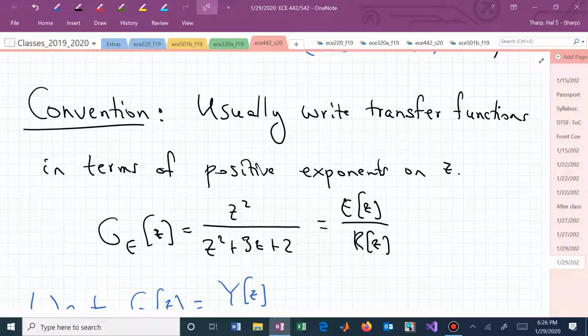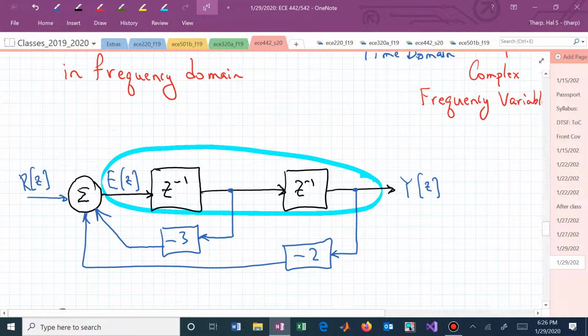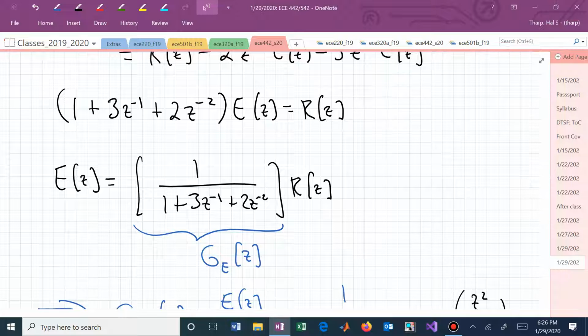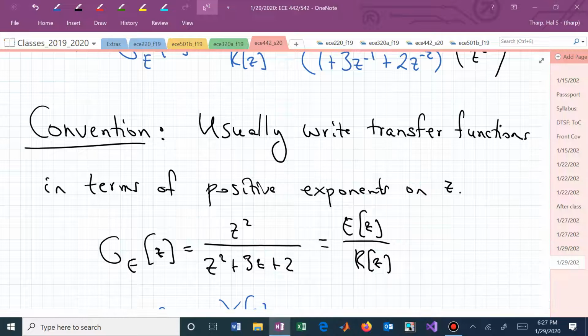In some cases, G sub E of Z could have been a transfer function that you wanted. You wanted to see what's that signal coming out of the summing junction relative to the input R. And if you go back to this block diagram, I hope that now you can see that E of Z is not just R of Z. E of Z is a filtered version of R of Z. And how it's filtered is through G sub E of Z. It's now Z squared over Z squared plus 3Z plus 2.